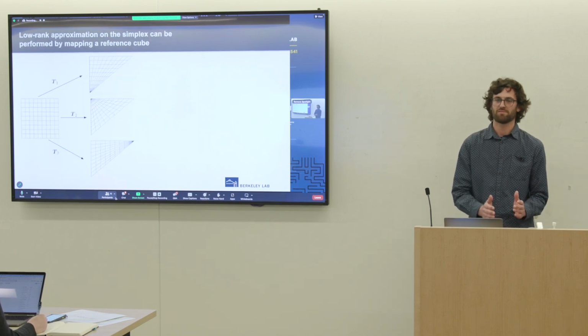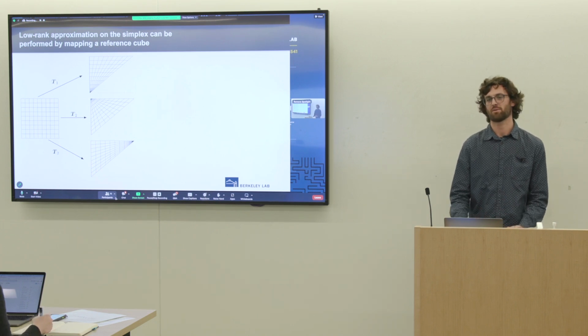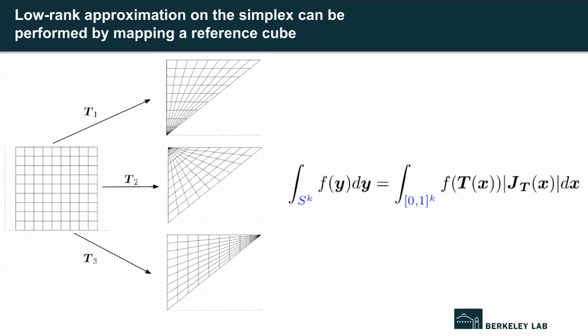We can map a reference cube into the simplex using some kind of map that we can design. So here are 3 maps that map a cube to a simplex in 2 dimensions. And as we increase the number of dimensions, we have more and more possibilities of maps to choose. Once we've selected one of these maps, we can express the integral over the simplex as an integral over the cube using a change of variables.